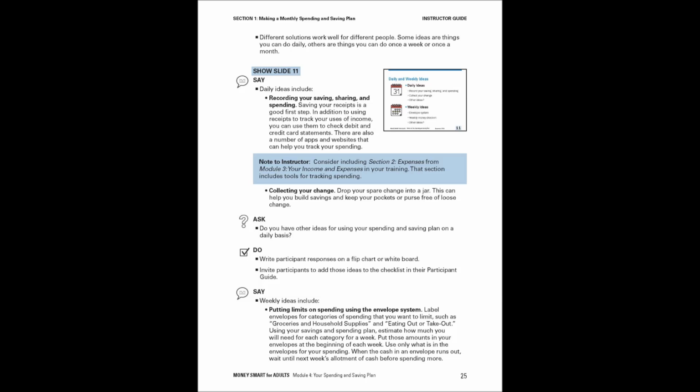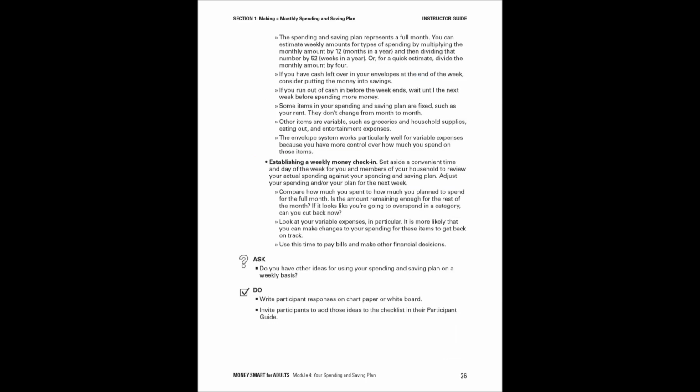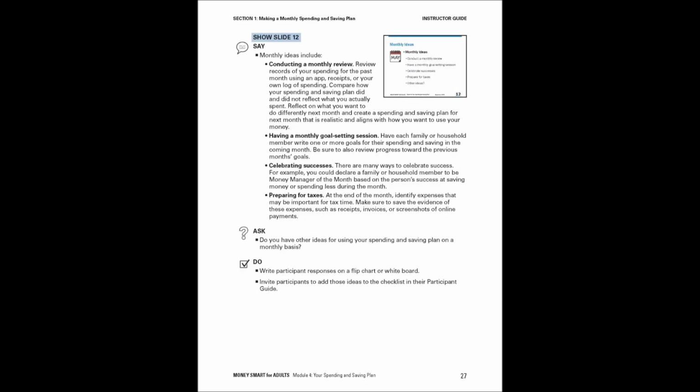So you're asking participants to answer the question, and you're going to write their responses on a flip chart or on the whiteboard. Same thing as you go through the monthly ideas, just have them answer the question that you're going to ask. Do you have other ideas for using your spending and saving plan on a weekly basis, or do you have other ideas for using your spending and saving plan on a monthly basis? And that way you're getting the discussion going very fluently around these particular things.